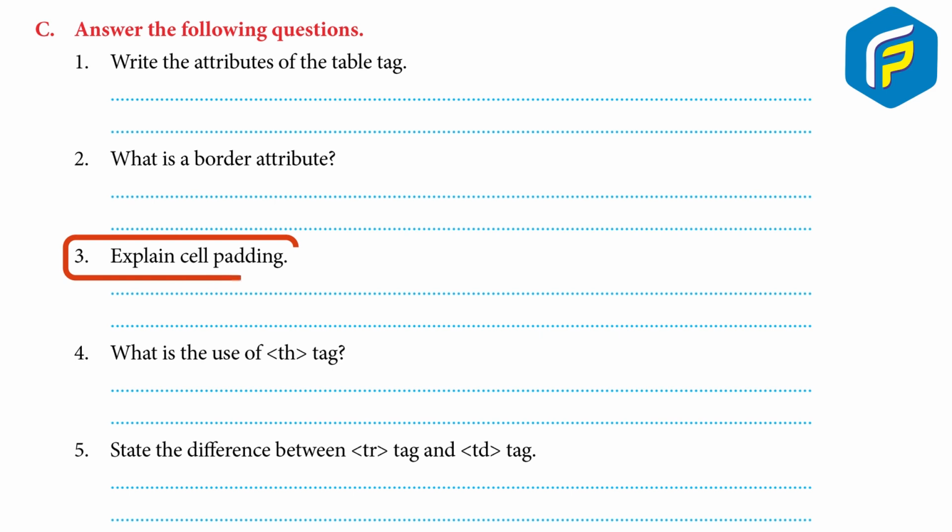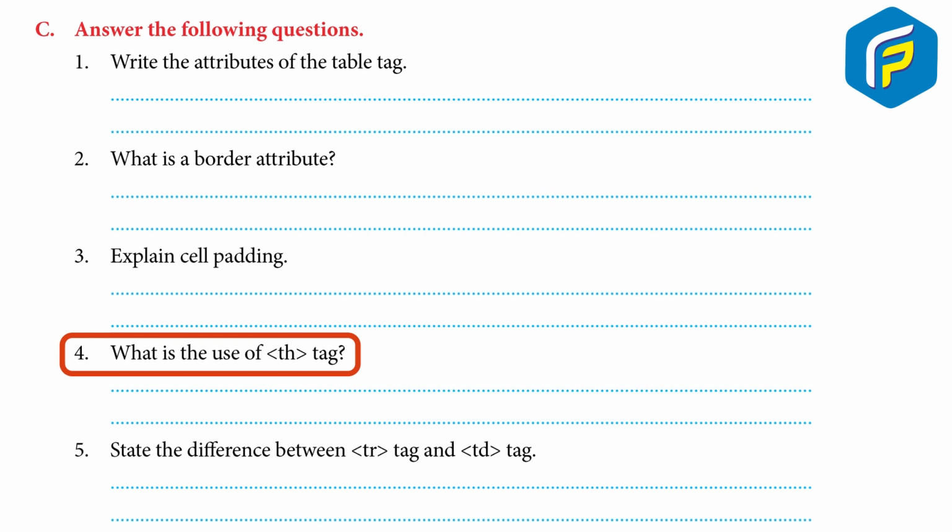3. Explain cell padding. Answer: cell padding is the appropriate attribute if you want to modify where cell data is placed in relation to the borders of the cell. Sometimes we wish to position the cell data farther from the cell borders for better clarity. This improves the readability of the table's content. 4. What is the use of the TH tag? Answer: the function of the TH tag is to define a cell header for an HTML table. The cell header is boldly displayed and typically centered.